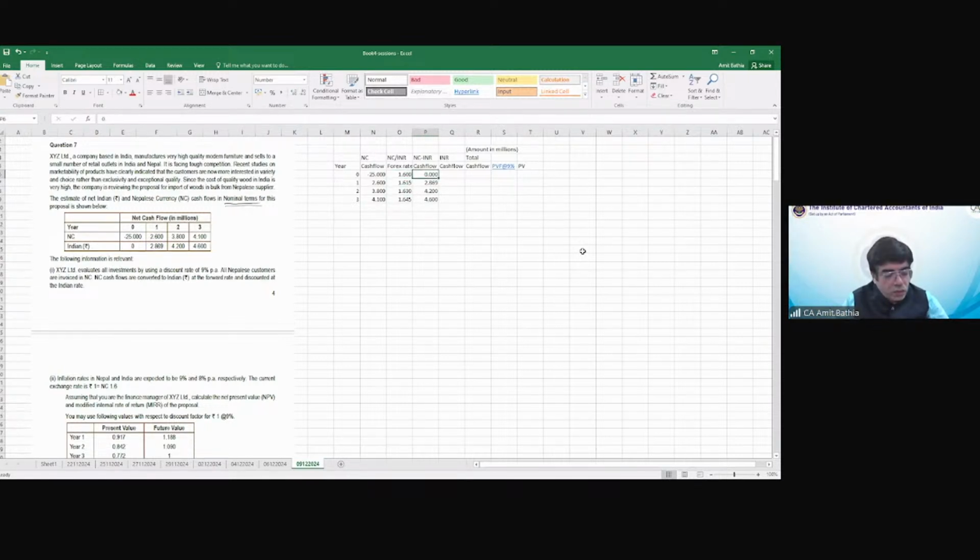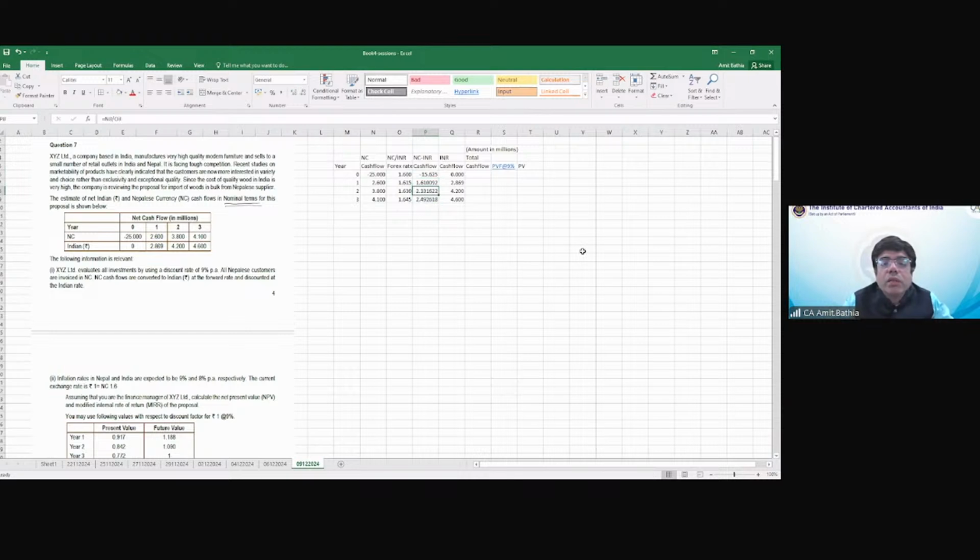Okay. Now these are INR cash flows, right? Now I need to convert this Nepali currency cash flow into INR cash flow. So should I multiply or divide? Going down the ladder, divide; up the ladder, multiply, right? So here I am going from Nepali currency to INR. So I am going down the ladder. So it will be divide. So divide by 1.6, right?